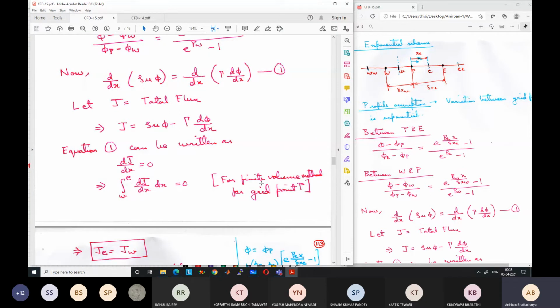The total flux at the east interface should be equal to the total flux at the west interface because there is no other source term or transient term. Whatever flux enters from one side has to be equal to the flux which goes out from the other side. Okay, so Je has to be equal to Jw.